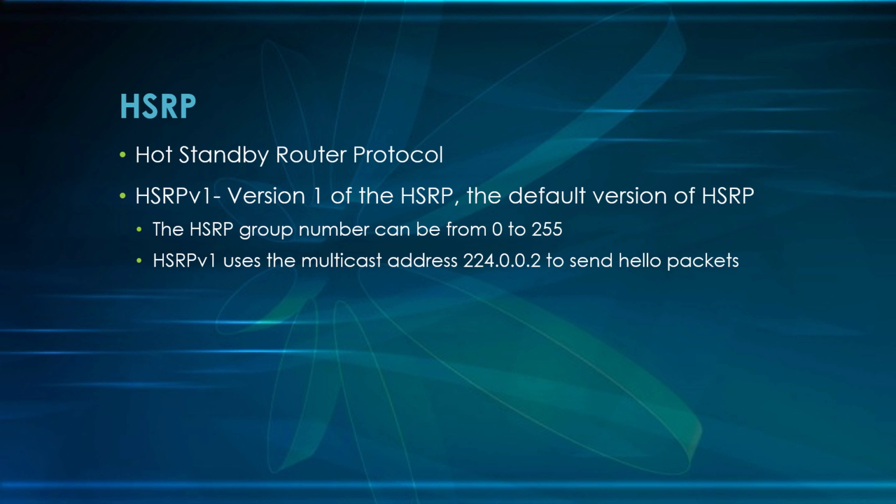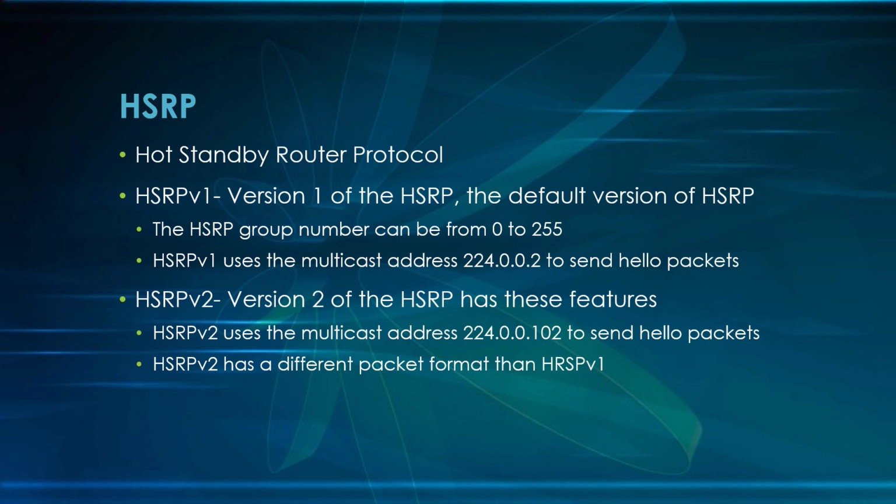Now there is an HSRP version 2, and it uses a new multicast address and has a slightly different packet format. It also uses a different MAC address for its HSRP operations.